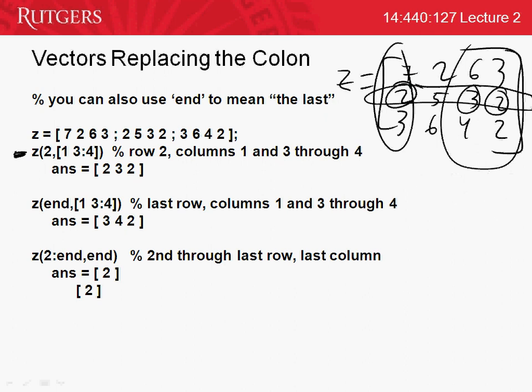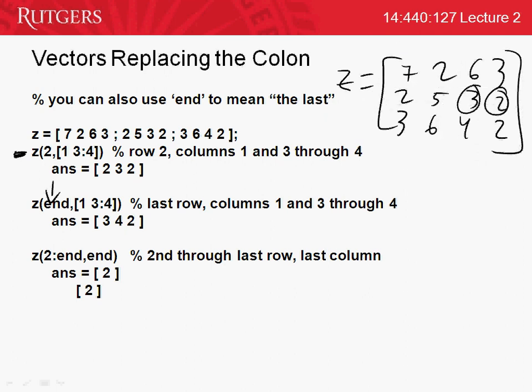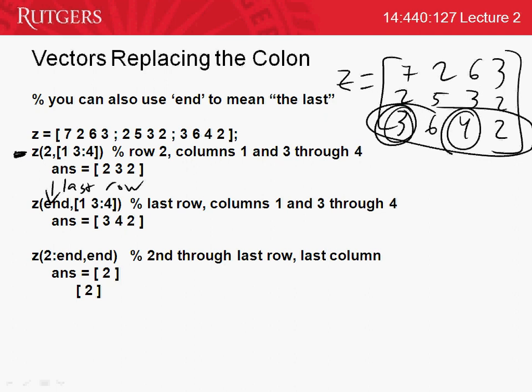Right. And so now let's look at another example. And here we introduce yet something else. We introduce the use of the word end. And end is always just going to refer to the last of something. So here we're saying the row end, so give us the last row, columns 1, 3, and 4. Right, so last row, columns 1, 3, and 4. So it gives us the vector 3, 4, 2.